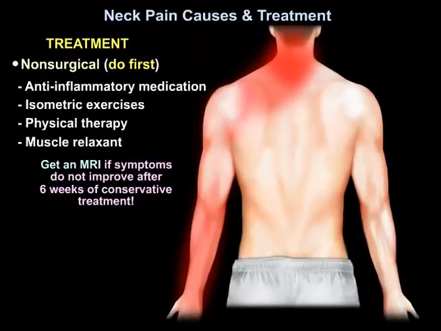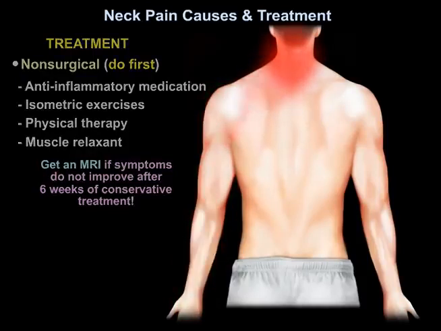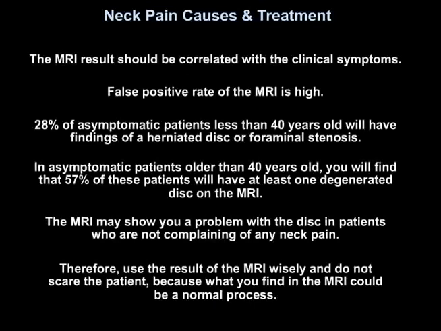Then get an MRI if the symptoms do not improve after 6 weeks of conservative treatment. The MRI result should be correlated with the clinical symptoms. The false positive rate of the MRI is high. 28% of asymptomatic patients less than 40 years old will have findings of a herniated disc or foraminal stenosis. In asymptomatic patients older than 40 years old, you will find that 57% of these patients will have at least one degenerated disc on the MRI.